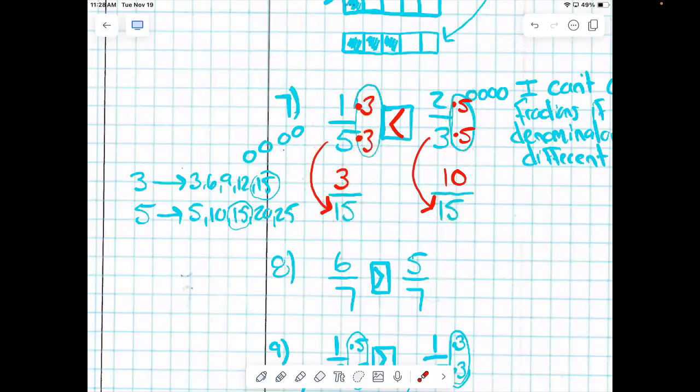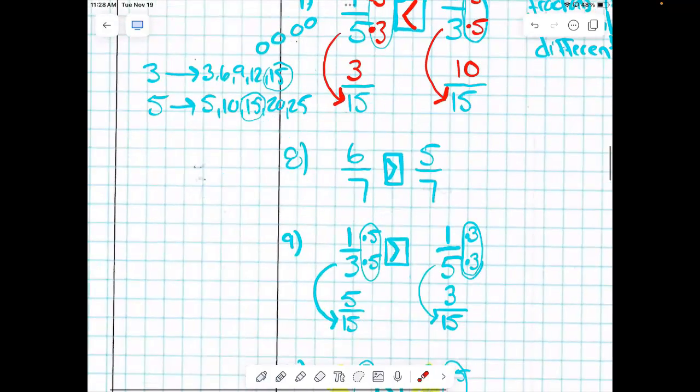So how did I get from 3 to 15 over in this other fraction? You multiply by 5. I multiplied in the bubble by 5, and I also multiplied the numerator by 5, right? So is 10/15 equivalent to 2/3? Yes. Is 3/15 equivalent to 1/5? Yes. So what's bigger, 1/5 or 2/3? 2/3. Therefore, I write my inequality symbol that way, yes?